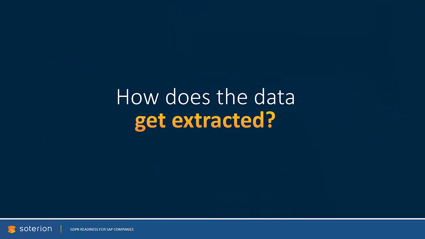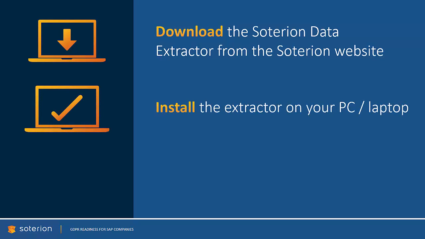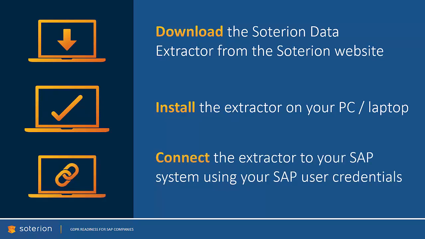How does the data get extracted from your SAP system? Firstly, download the Soterion data extractor from the Soterion website. Then install the extractor on your PC or laptop, and then connect the extractor to your SAP system with your SAP user credentials. The downloaded data can be viewed before it is securely uploaded to the Soterion data center.